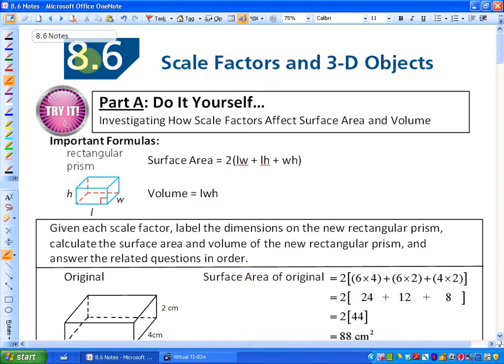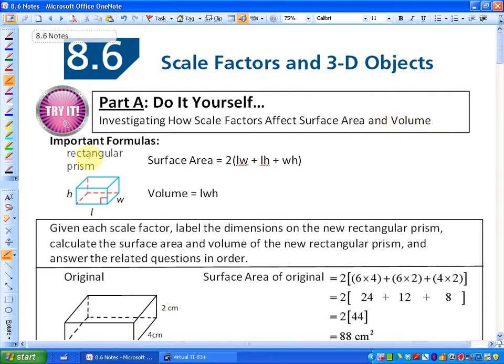In this lesson, we are going to look at how scale factors affect three-dimensional objects. Now, in three-dimensional objects, we investigate two types of measurements. We're going to be investigating how they affect surface area and volume. Surface area is the area of all the surfaces around or surrounding a 3D object, whereas volume is the space that it contains inside of it.